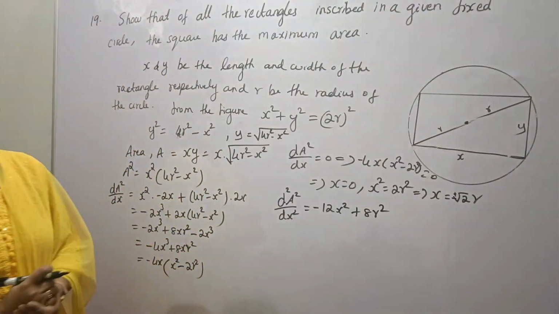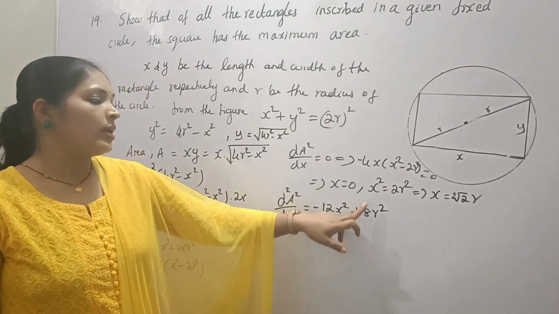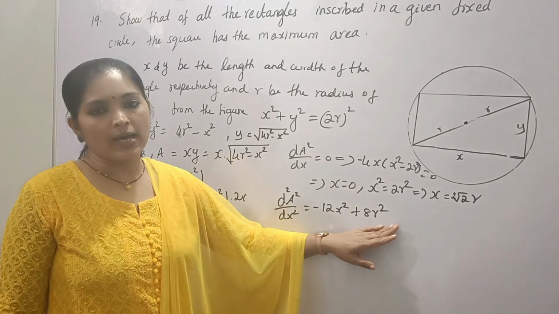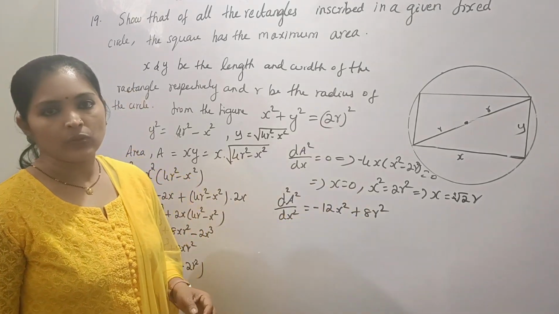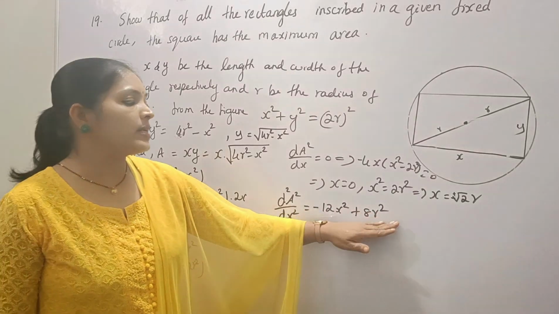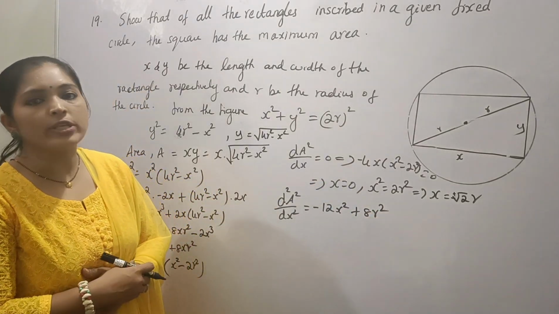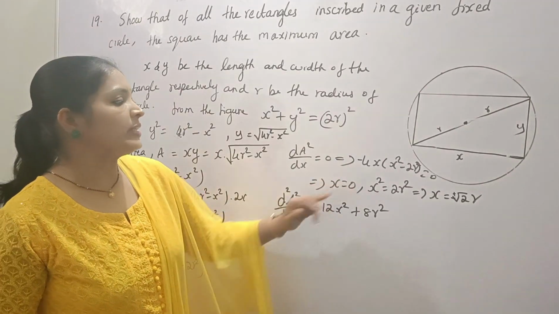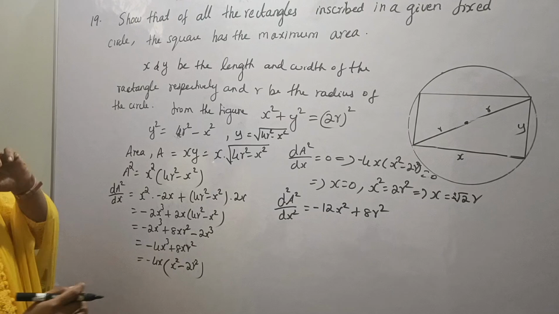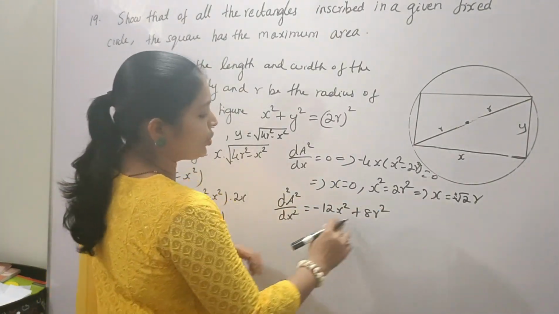Okay, then when x is equal to 0, d square A square by dx square is 8r square, that is greater than 0, because radius is always greater than 0, right? So this 8r square will be greater than 0 when x is equal to 0. So x is equal to 0 is not possible. Then after that, x is equal to plus or minus root 2r.